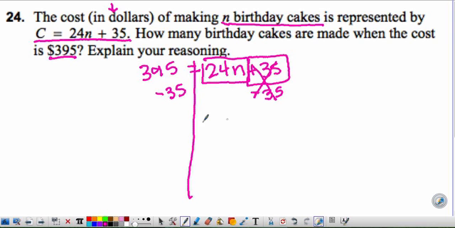35 minus 35 is 0, and so that leaves us with 24n. 395 minus 35: 5 minus 5 is 0. 9 minus 3 is 6. 360. And 6 minus 0 is 3.